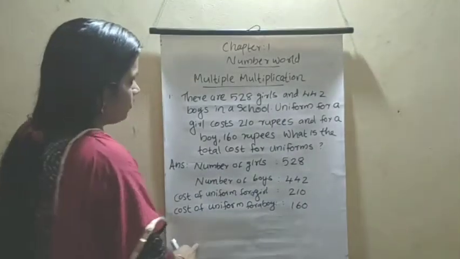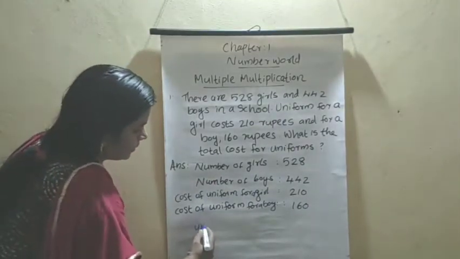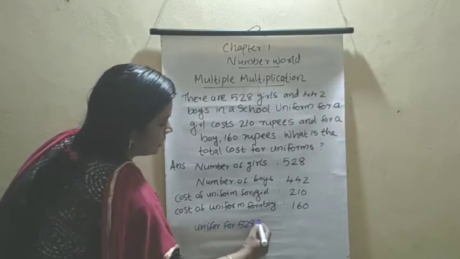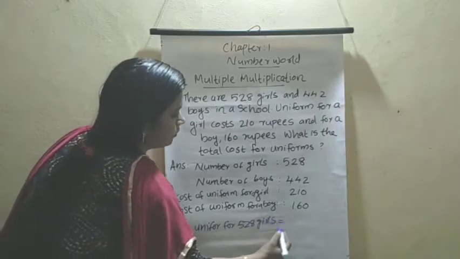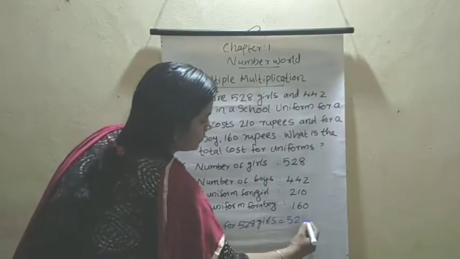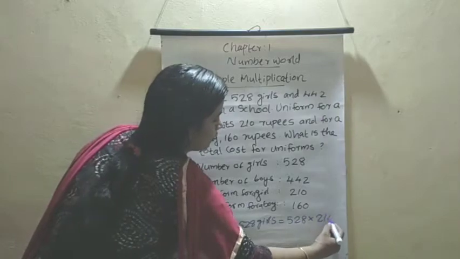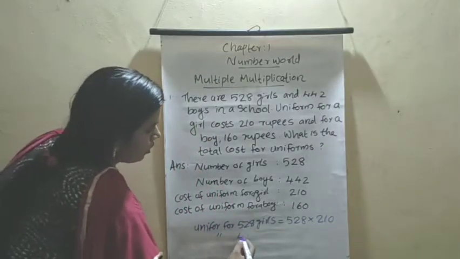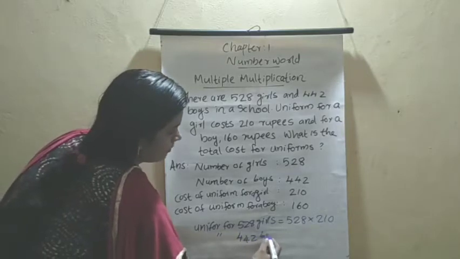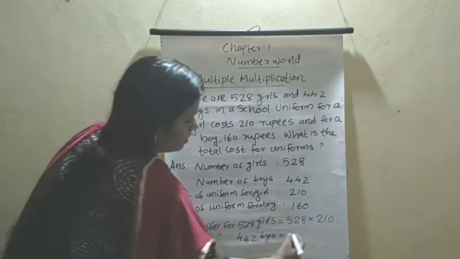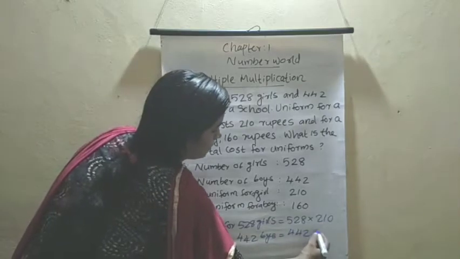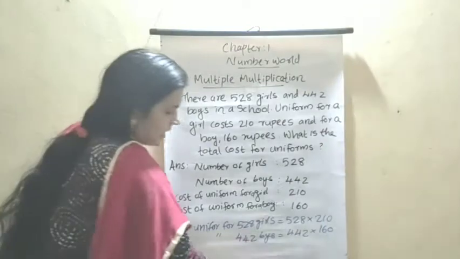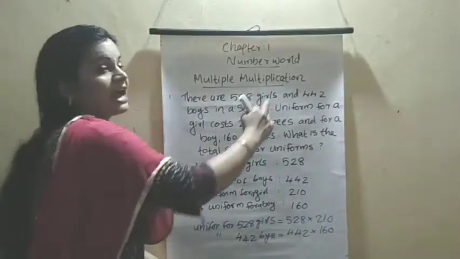Cost of uniform for 528 girls is equal to 528 into 210. Understand? Same way, uniform for 442 boys is equal to 442 into 160. So no need for space here to calculate. So we can write here.